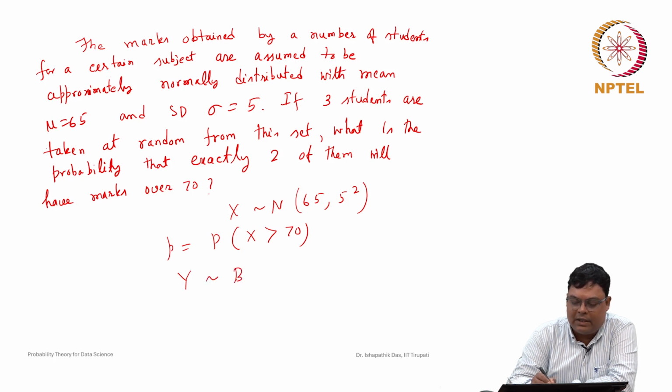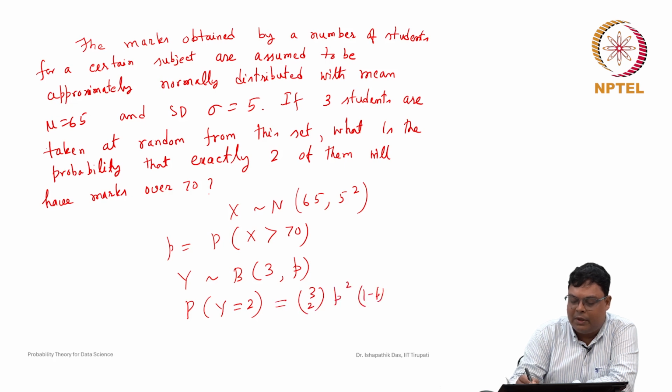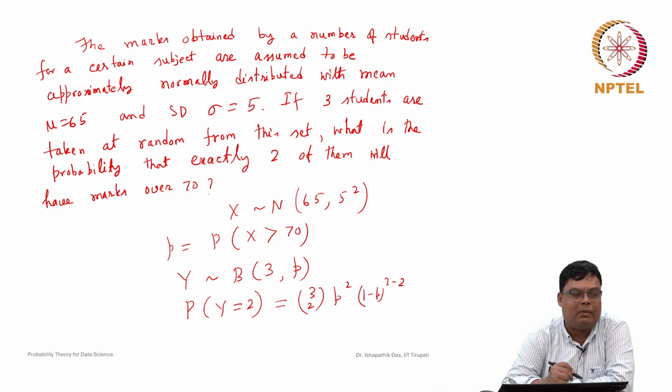So Y is a binomial distribution. The total number of students taken is 3, and p is this probability, which we have to find. The question is exactly 2: what is the probability that Y equals 2, that exactly 2 will be over 70? This probability will be 3C2 p squared times (1 minus p) to the power of 3 minus 2. This is the probability we discussed in the binomial distribution, and we have to compute it.